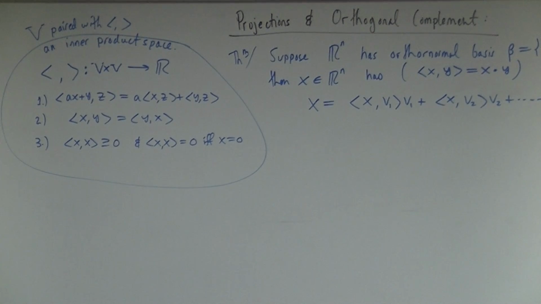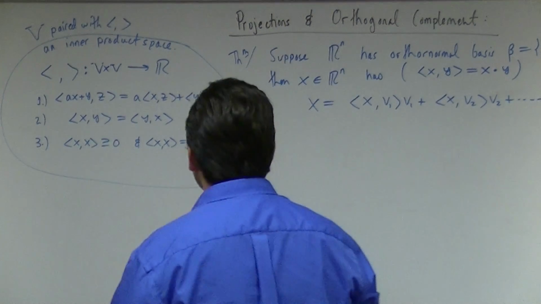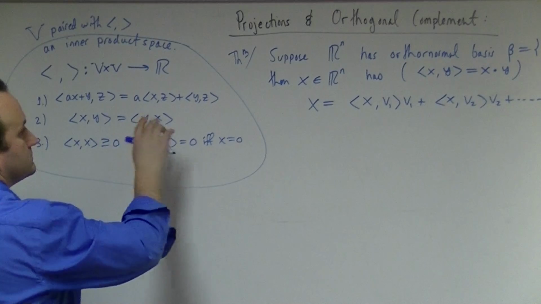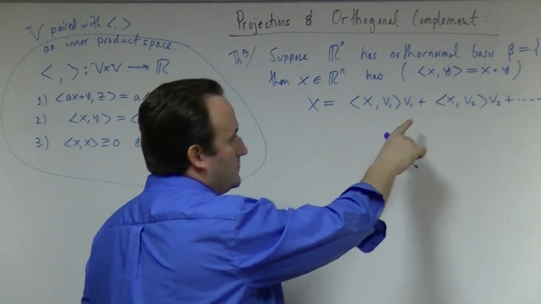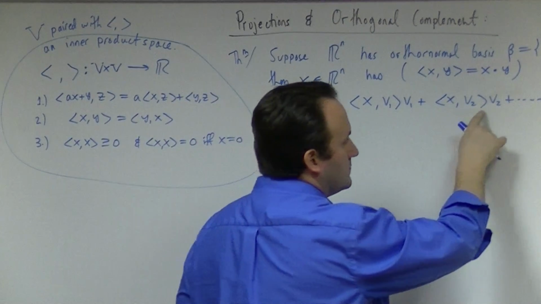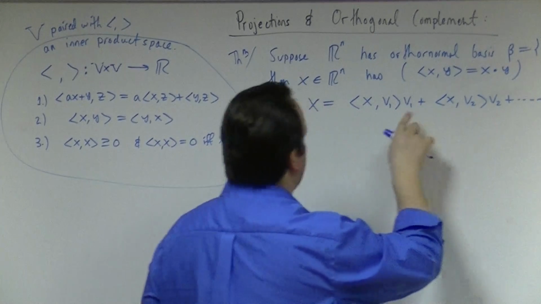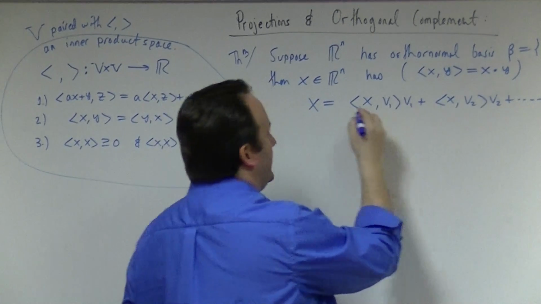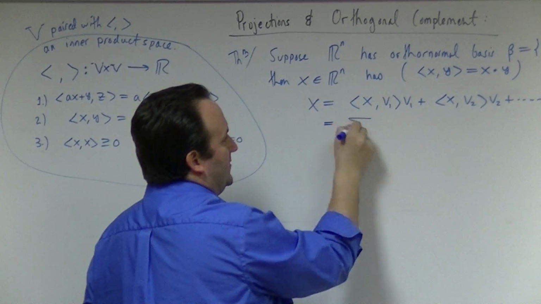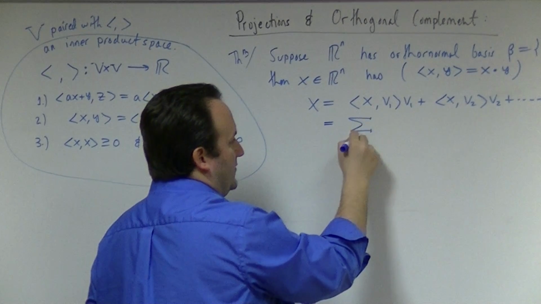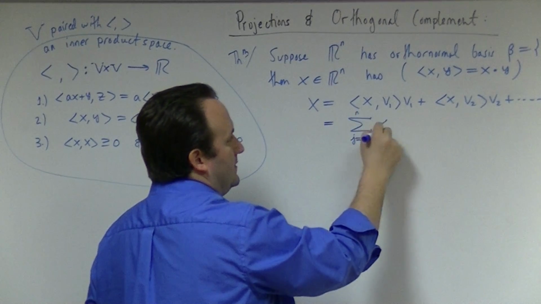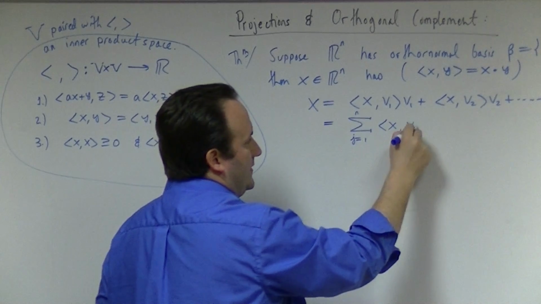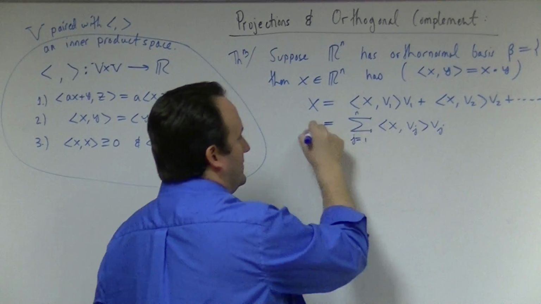Should both of those be v's, and then we have x, v1, where x equals right there? No, this is right. Okay, so it's like v1. I could write this less clumsily like this: the sum from j equals 1 to n of the inner product of x and vj, times vj.